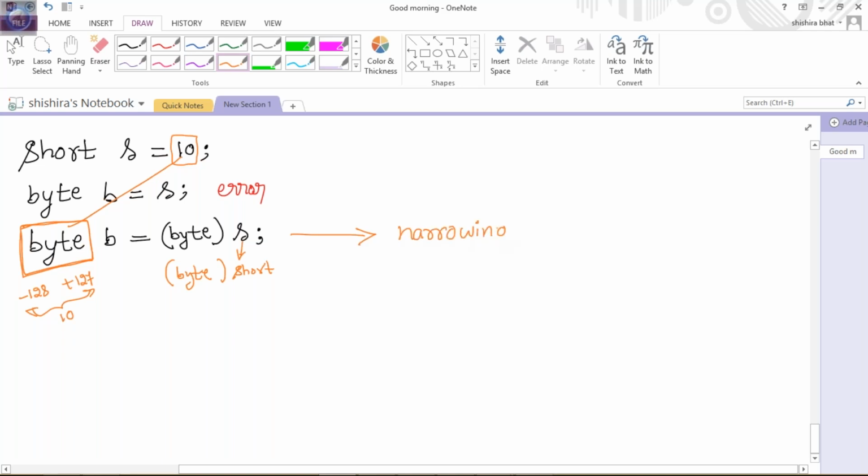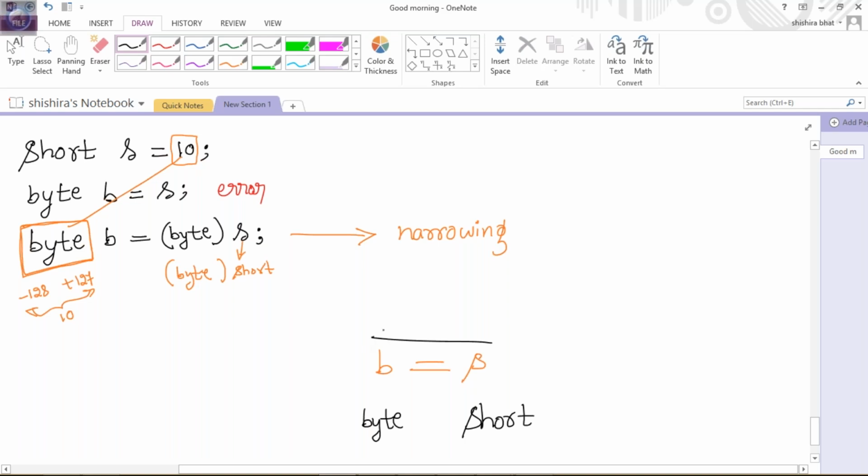What is the meaning of narrowing, sir? Observe, right side data type: you are assigning S to B. What is the data type of S? Data type of S is short. What is the data type of B? Byte.